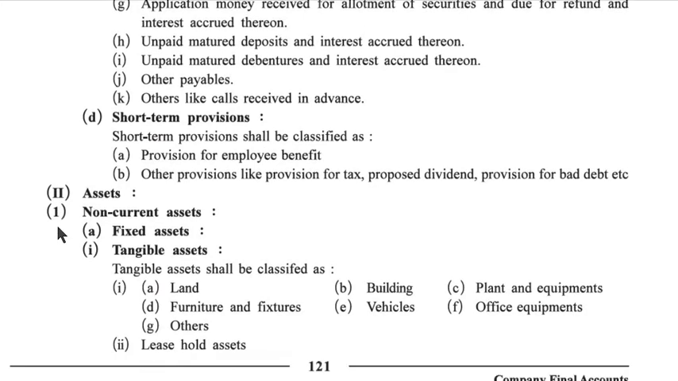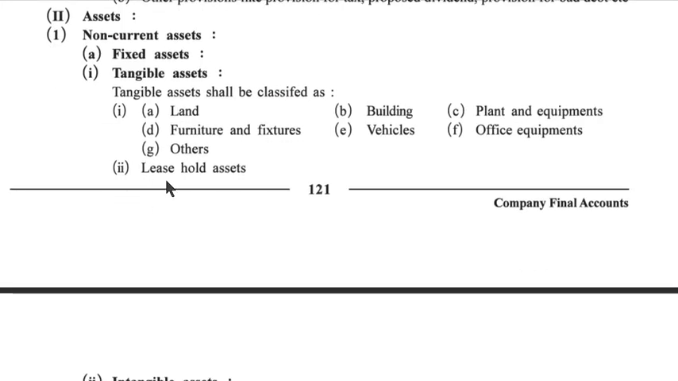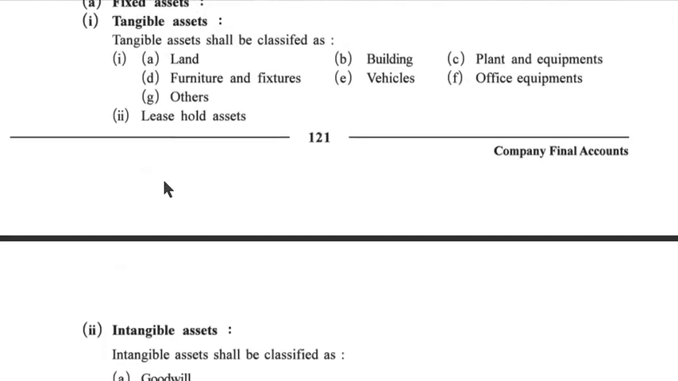Now, assets. First, non-current assets. A, fixed assets. In fixed assets, first one, tangible assets. Tangible assets shall be classified as land, buildings, plant and equipment, furniture and fixtures, vehicles, office equipment, others, and leasehold assets.